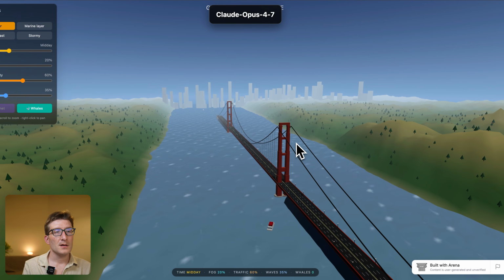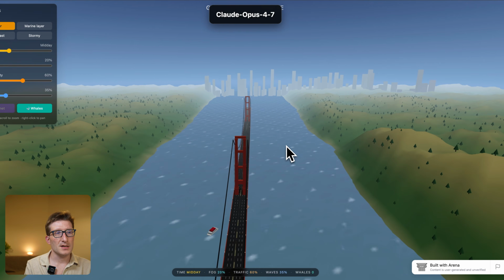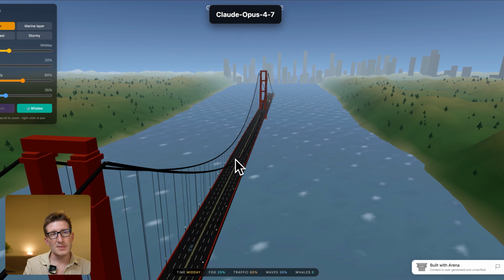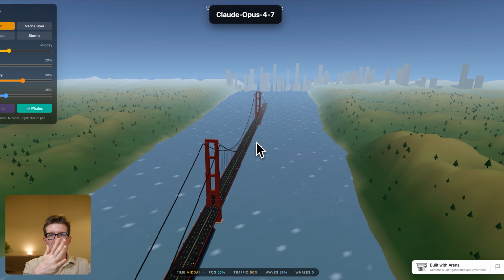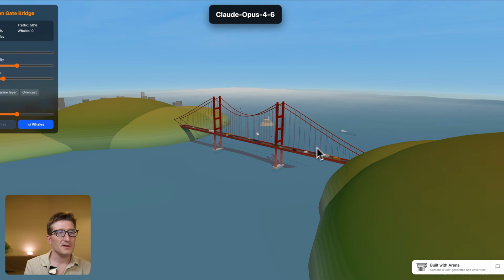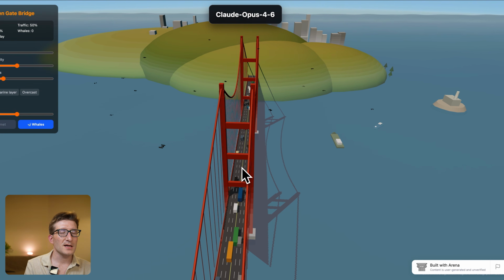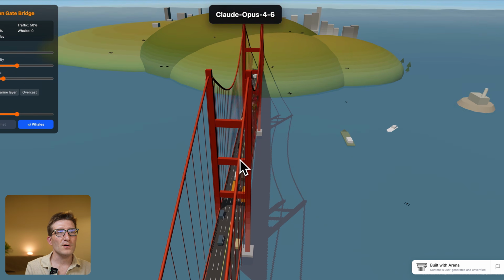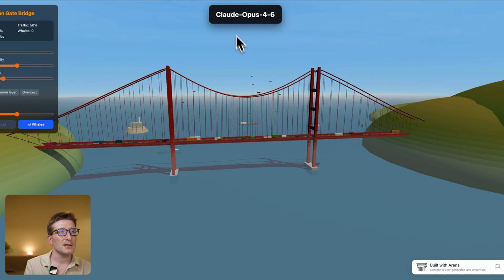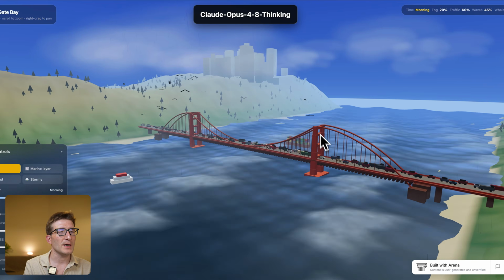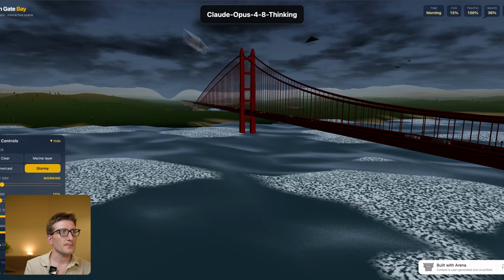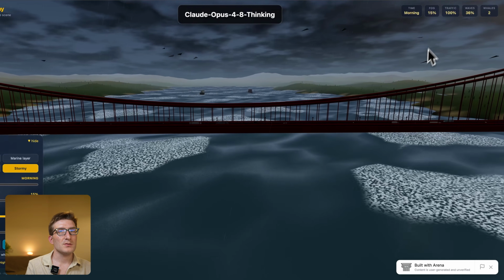Opus 4.7, again, this is the jump that we're dealing with. There's some construction-like elements, not too bad, but you can see it's not even in the right dimension. So yeah, definitely a nice improvement. 4.6, I included this because that was probably the best 4.6 generation, which is quite nice. But you can see the level of ambition is nowhere near this one. Yeah, so this was really excellent.